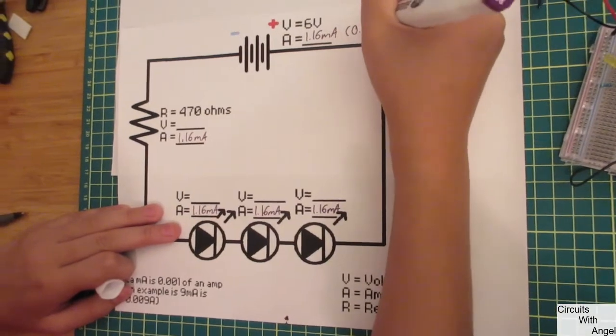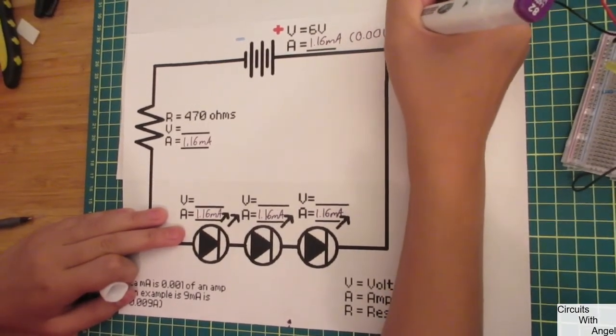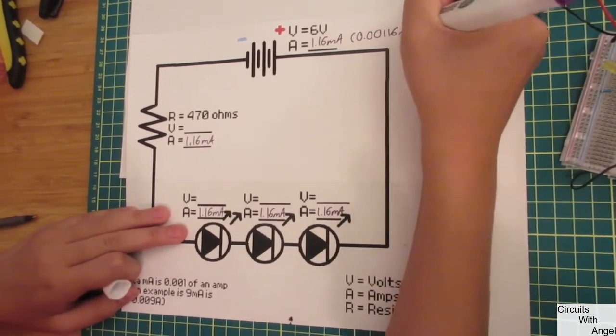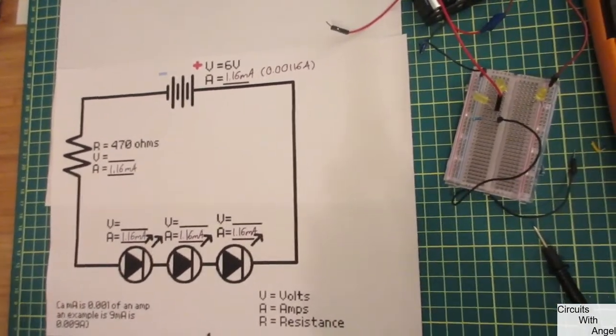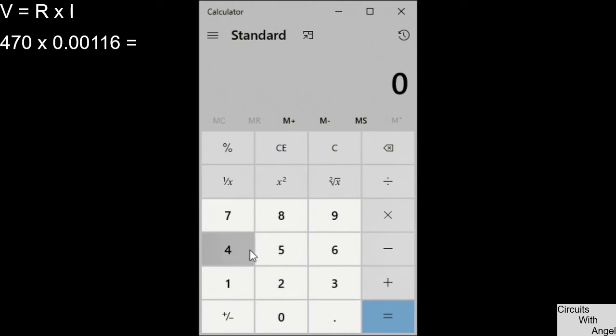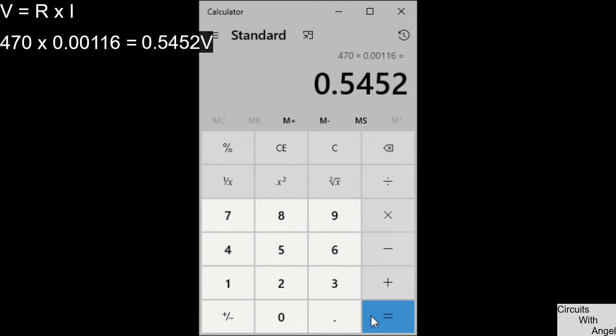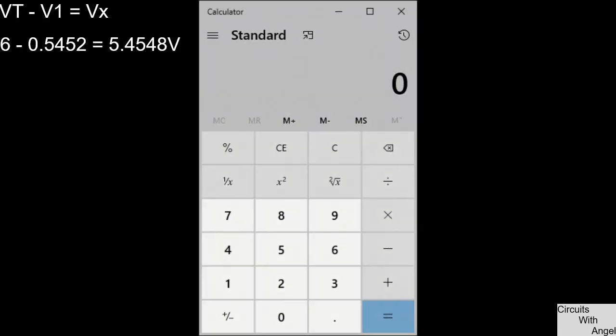Oh, and the amps version of this is 0.00116. It's a very small number. Okay, we're moving on to the calculator. Alright, so voltage is resistance times amperage. 470 times 0.00116 equals, and that equals 0.5452.